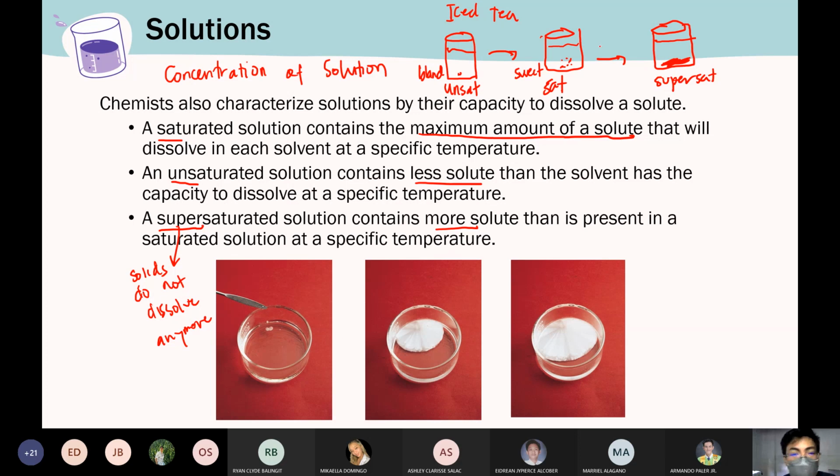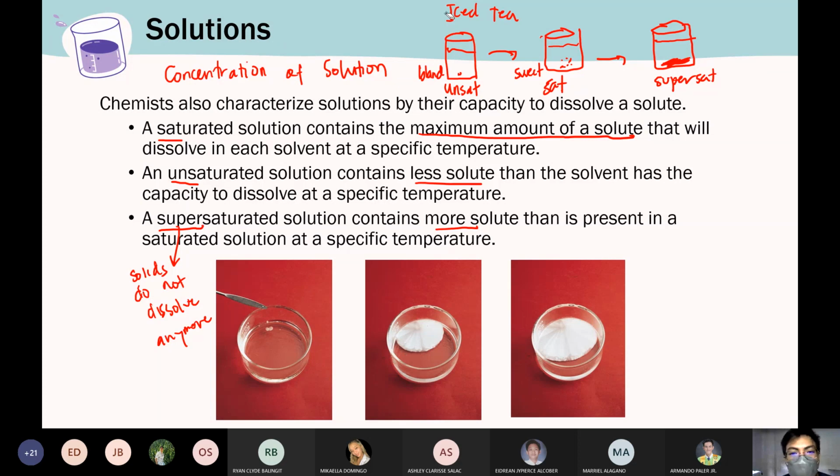Because the solution is already super saturated. Your water cannot dissolve the powder anymore. Kasi it reached the capacity already. Lumagpas na siya sa capacity ng ating solution. So what you will do, no? Kapag meron kang super saturated solution ng iced tea, you add water. So you add water and then you mix it again and eventually you will notice that mawawala yung powder. Because by adding solvent, that means you can accommodate more solute, no? So, ganun yung ginagawa kapag iced tea.